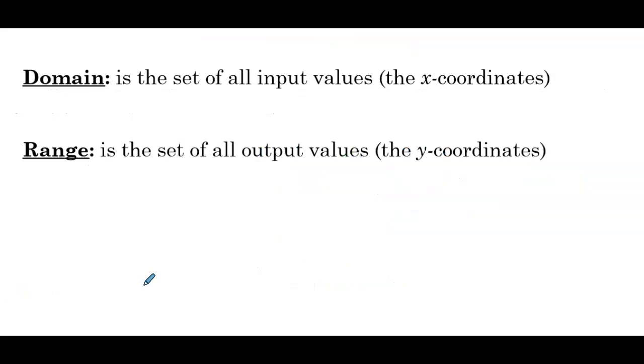Defining these, domain is the set of all input values, or the x coordinates, if we're given a point, and the range is the set of all output values, or the y coordinates, if we're given a point. Now that we understand what the domain and range is, let's define these two concepts for as many functions as we can get to.